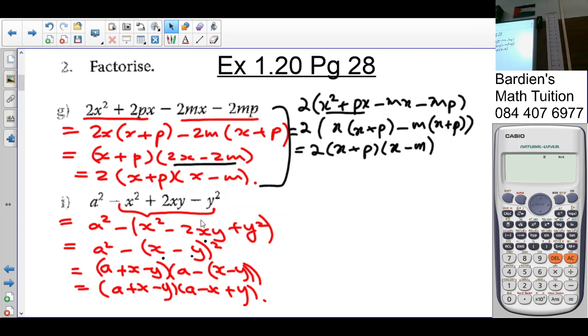Okay. Who asked for I? Number 2i. Where did you go wrong? Wait. First step. What did you do? Difference of 2 squares here. No man. Open your eyes. Okay. You're overlooking what you're seeing.